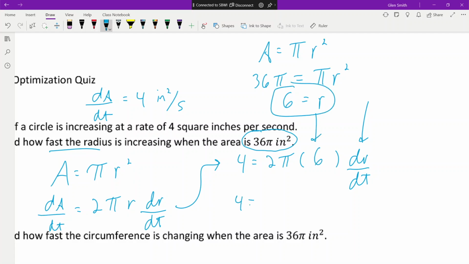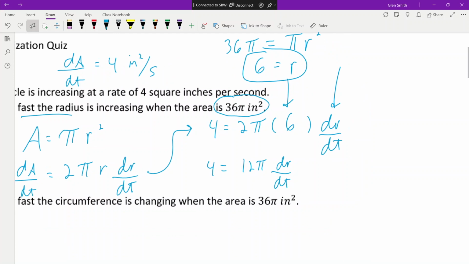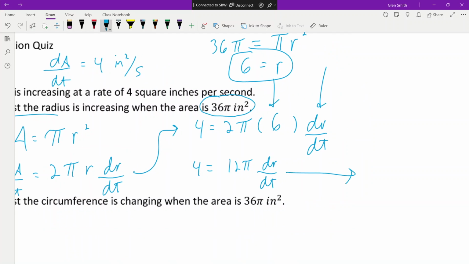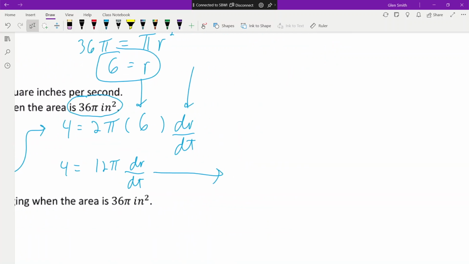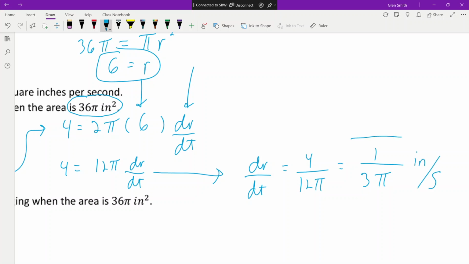Okay? And that just allows us to drop it right in there. So we get that 4 is 12 pi dr/dt, right? That's what that simplifies to on the right-hand side. And then all we're going to do is divide by that 12 pi. So dr/dt is 4 over 12 pi, which happens to be 1 over 3 pi. And the units on the radius are inches, and because it's a rate of change, that's per second. Okay?